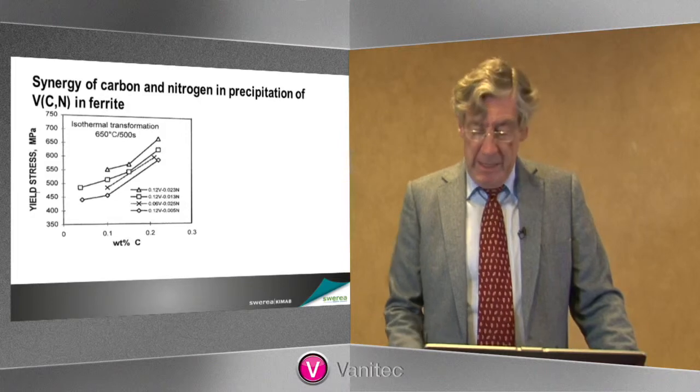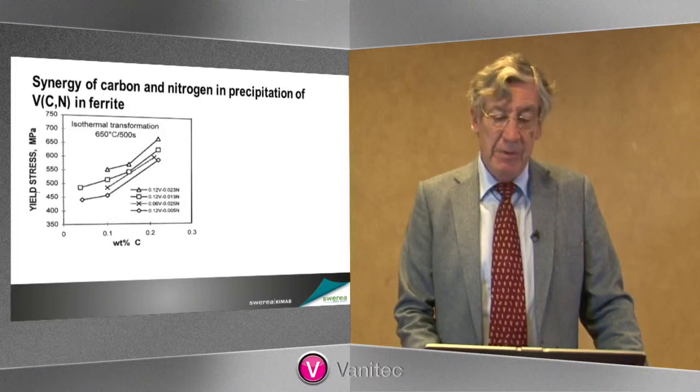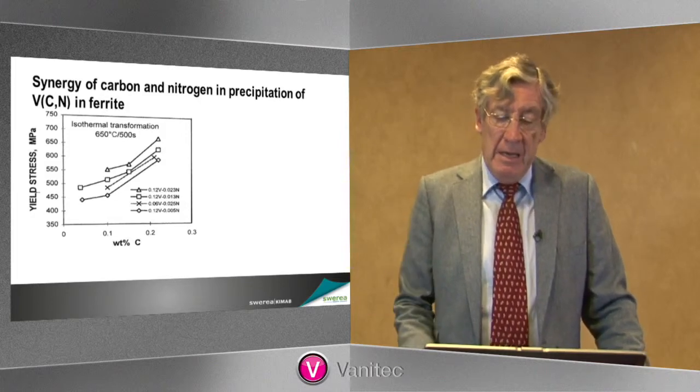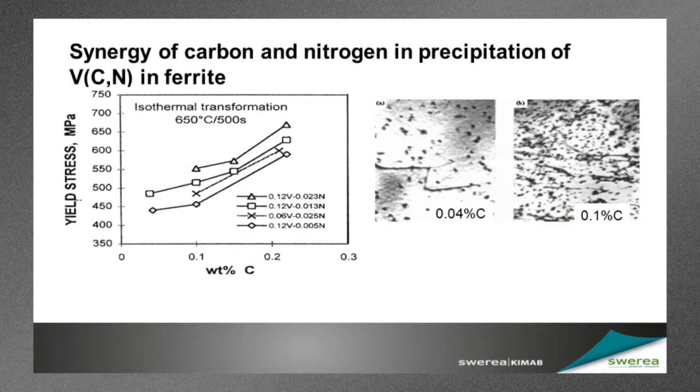Now, why is this? The answer turns out to be very interesting. We can see that having a higher carbon content makes for a more dense dispersion of particles. These two TEM micrographs demonstrate how many more particles there are in the higher carbon steel than in the lower carbon steel. So somehow the carbon level is raising the precipitation strengthening effect of the steel.